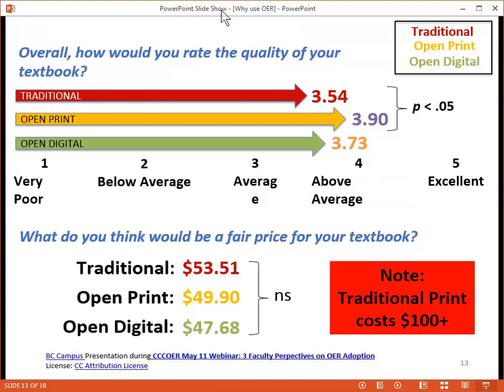Now what's interesting about this slide is they also asked students how much is a fair price to pay for the textbook. And you can see that it clustered about $50. And there have been other studies that looked at this as well, and the number always seems to strike right around $50. That's what students think is fair, right? So it's not that they don't want to pay anything for the book, but they have a sense of what is a reasonable amount to pay, and that seems to be right around $50.